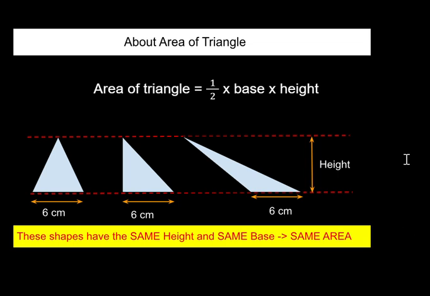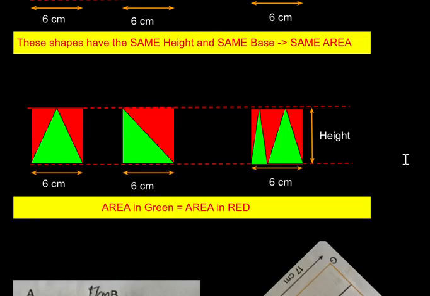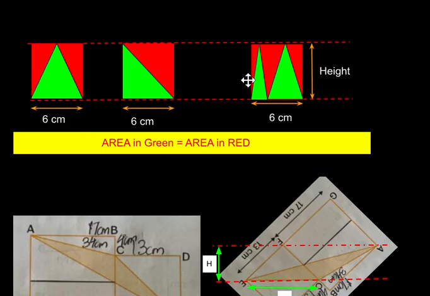Now I move on to the next fact. For these three figures, you will notice that there's a green triangle and two red triangles, a green triangle and a red triangle, a green triangle and a red triangle. The interesting fact is that the area of the green triangle is always the same as the area of the red triangle. So for example, the area of this one green triangle is equal to the area of these two red triangles. The reason is that they have the same base.